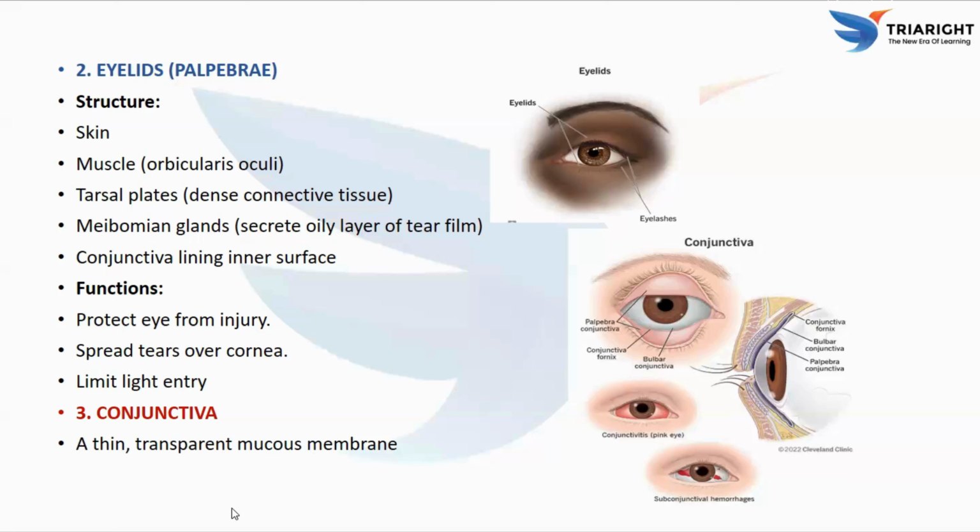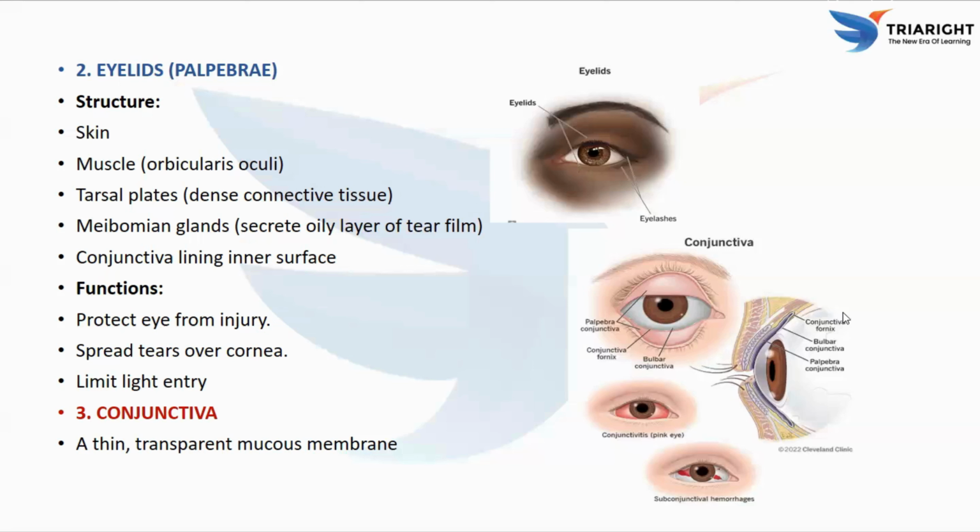So next coming to conjunctiva. What is conjunctiva? Conjunctiva is a thin transparent mucous membrane which lines the inside of the eyelids, lines the surface of the eyeball, and also lines the fornix, which is a fold where palpebral and bulbar conjunctiva meet.